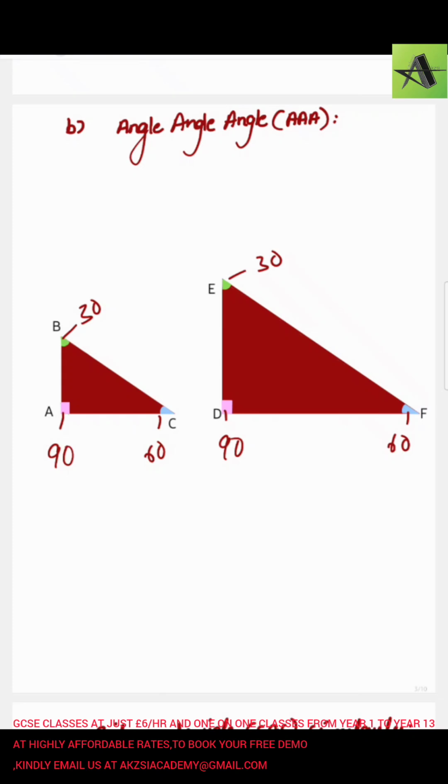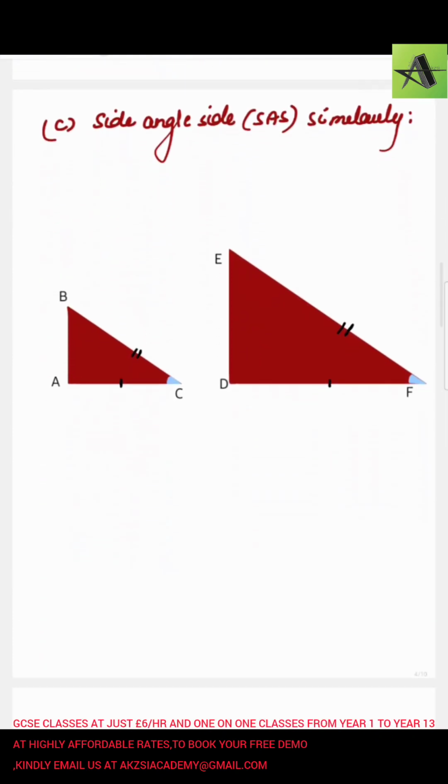Now angle will apply when all three corresponding angles are given. In that case, by AAA, I can prove that both the triangles are similar in nature. Moving on to the next one, side angle side.